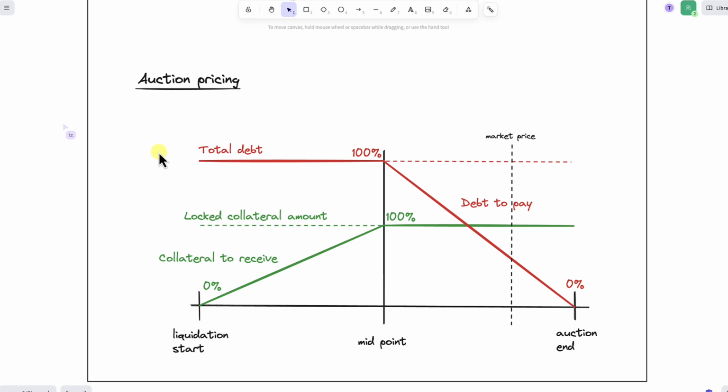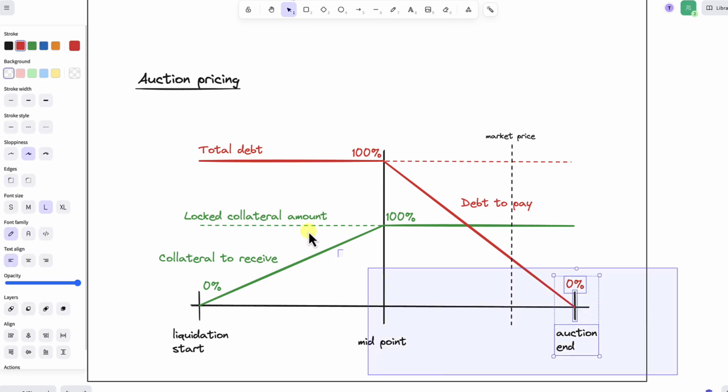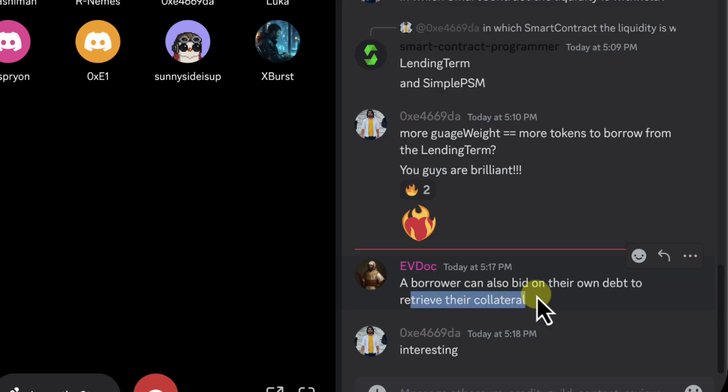So there are a lot of new concepts that I've never seen in any other protocols, and that's what makes this new, interesting, but also a bit complicated. A borrower can also bid on their own debt to retrieve their collateral. Yes, anyone can participate in the auction. Anyone can bid, obviously. There is no way actually to limit it, right? Because you can also create another EOA account or another smart contract and bid for your own collateral. The idea here is that anyone can bid on any liquidation.